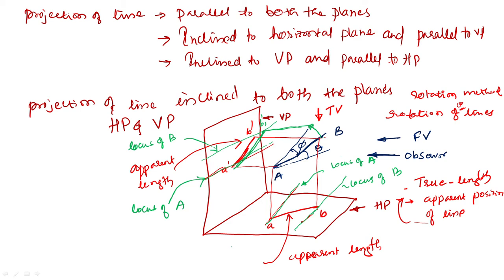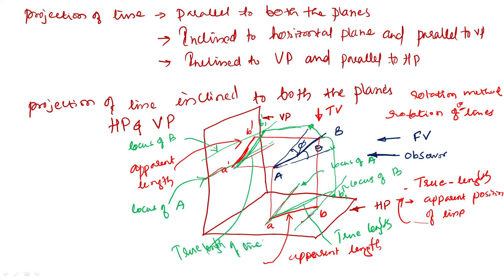Okay? Similarly, to get the orientation of point B in top view, you just rotate this locus of point B to the horizontal plane. Now you are going to get a point here, one more point. Now you join these points, A2 and B1. This is B1 dash. Now you will get the true length. So here also you are going to get the true length of the line.